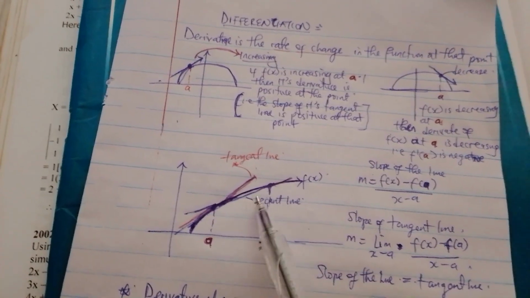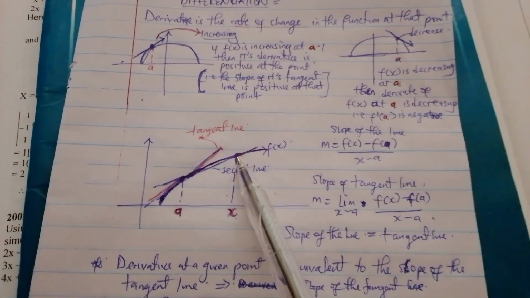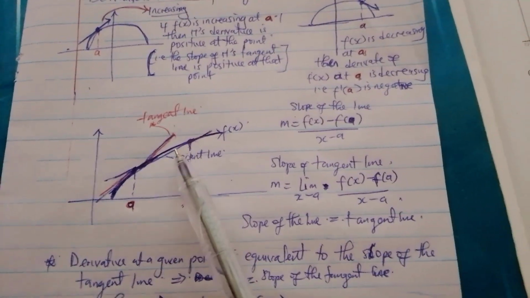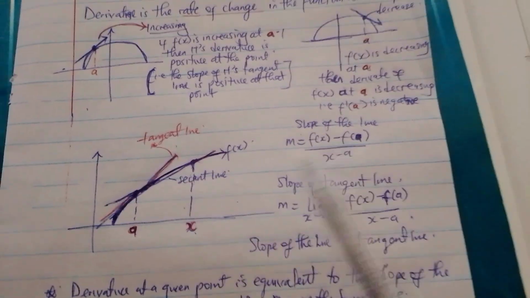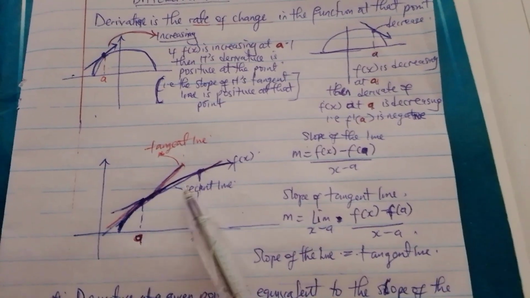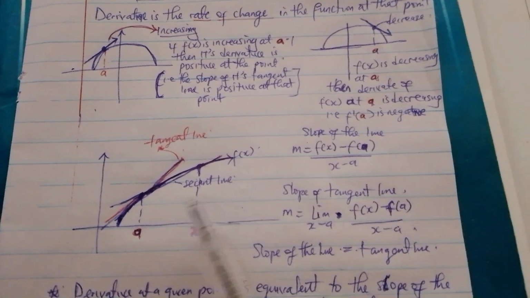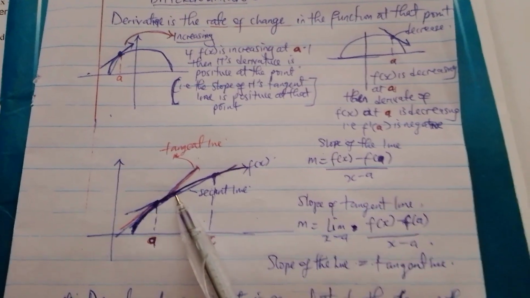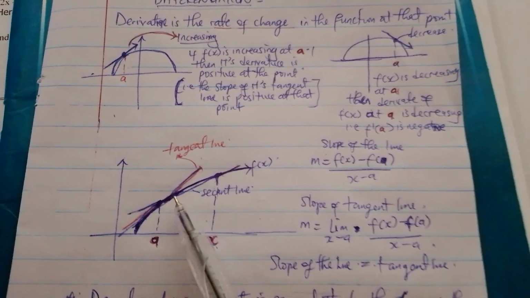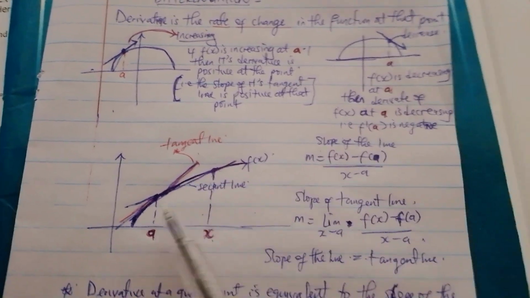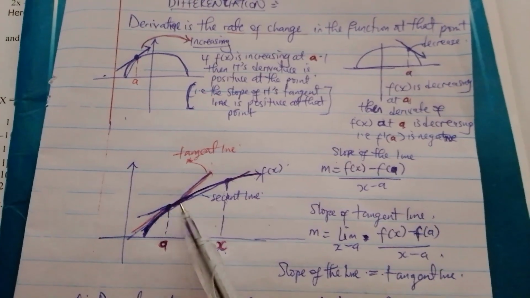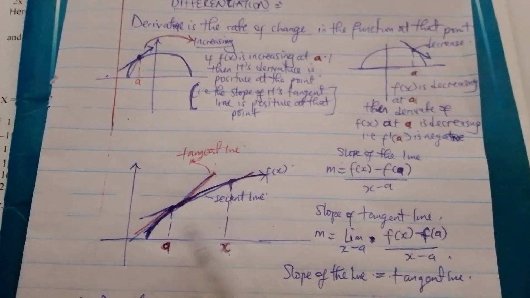Because if x moves from here to this place, I still want to calculate the slope of the line, and we'll still use this function. If x moves to this place, I want to calculate the slope of the line, and we'll still use this function. If we move closer, we'll still use this function.